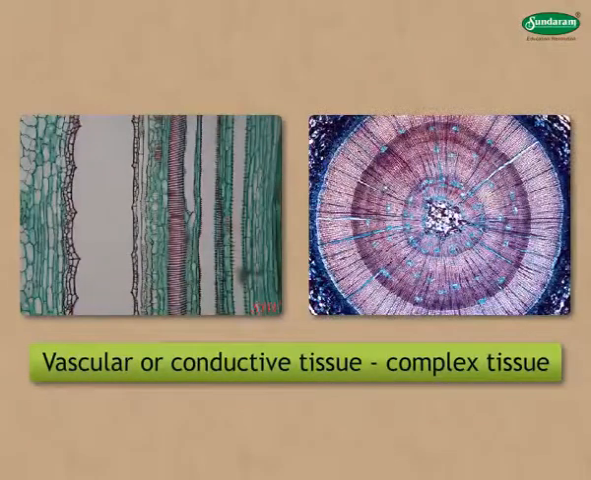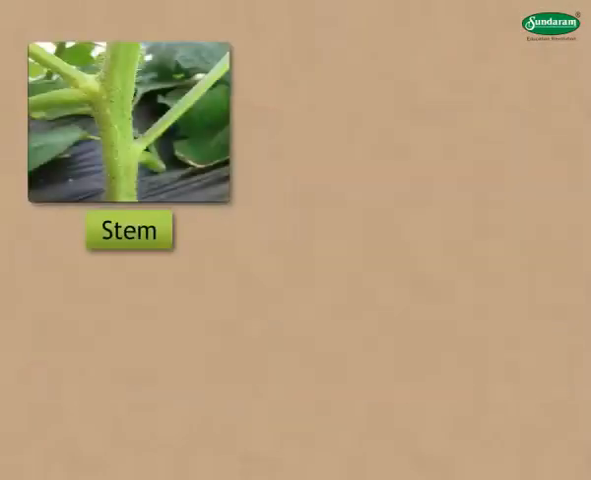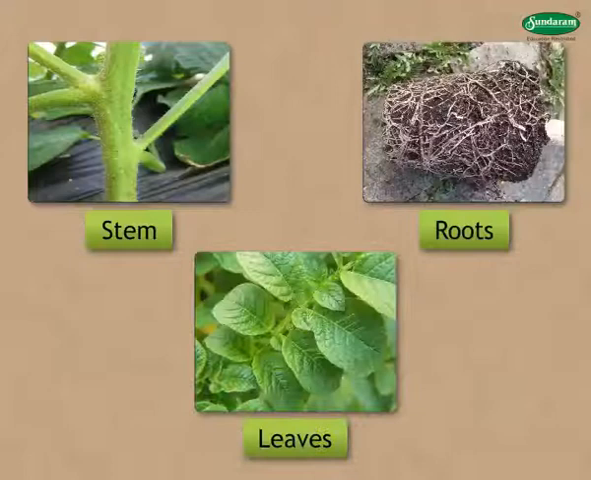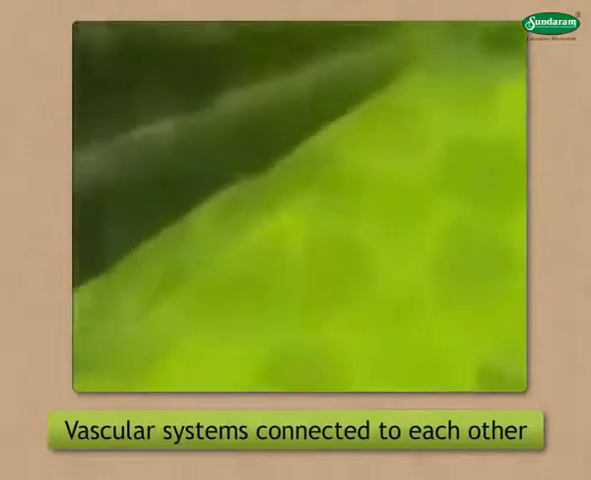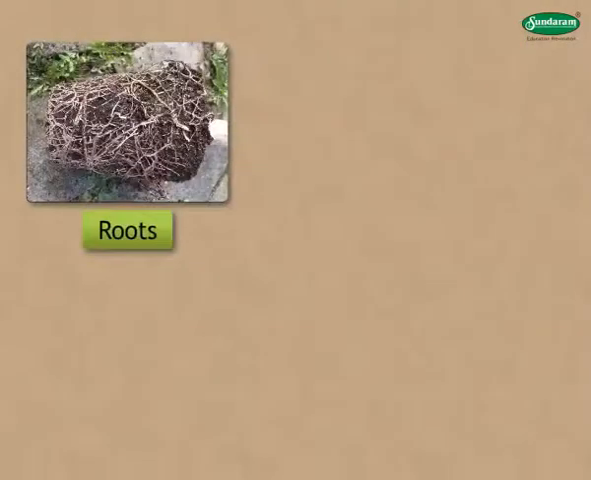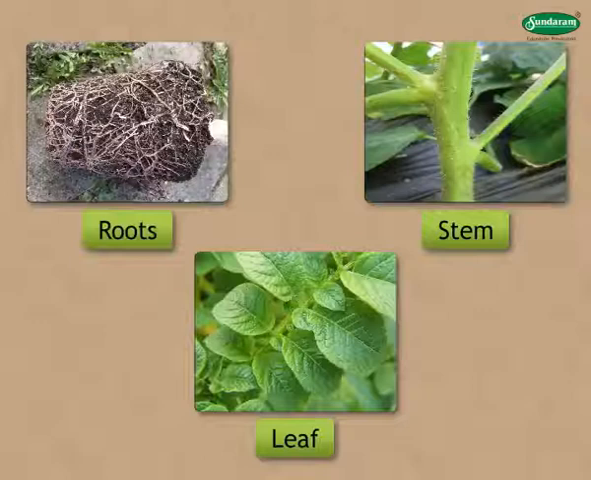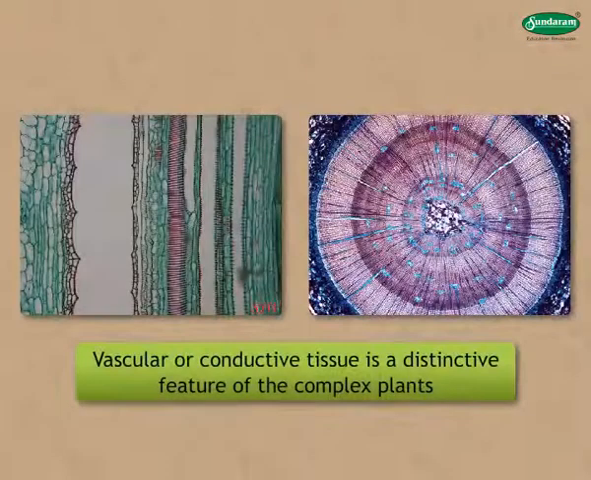Vascular or conductive tissue is a complex tissue present in plants. It is present in stem, roots, and leaves. It conducts water and food material. The vascular tissue or the vascular systems of the root, stem, and leaf are connected to each other. Vascular or conductive tissue is a distinctive feature of the complex plants.